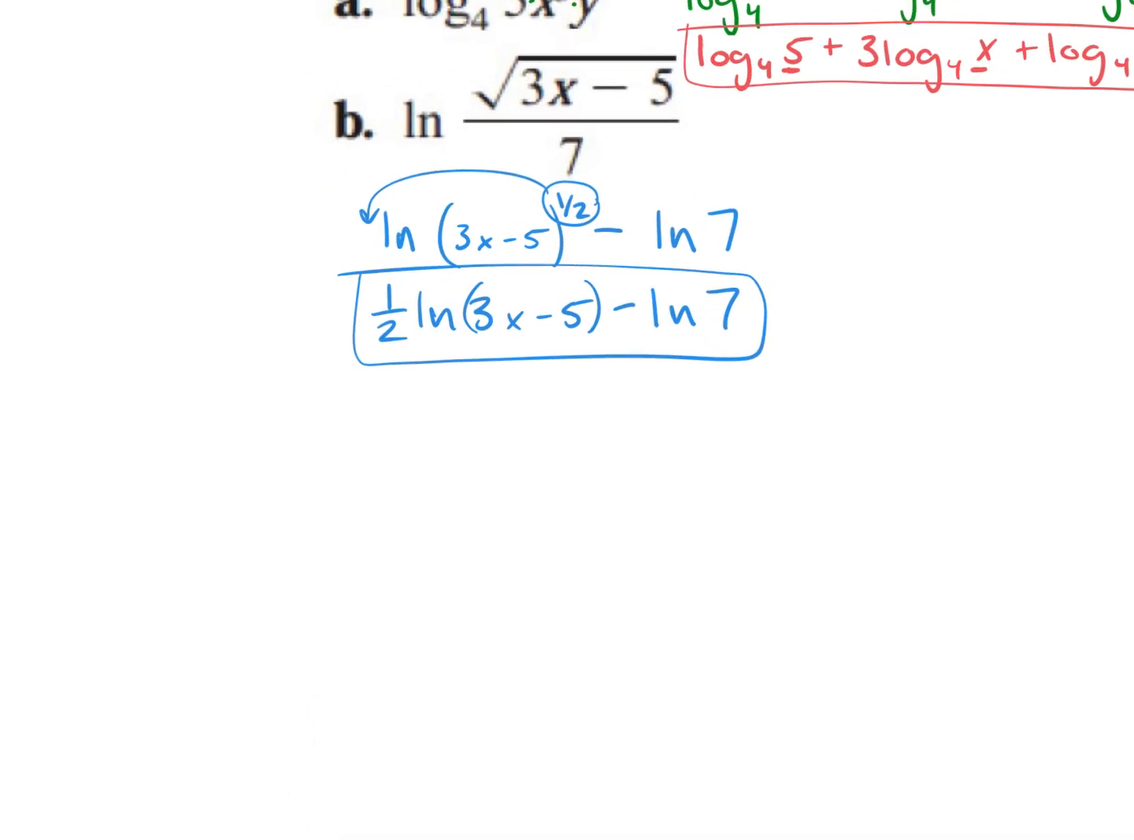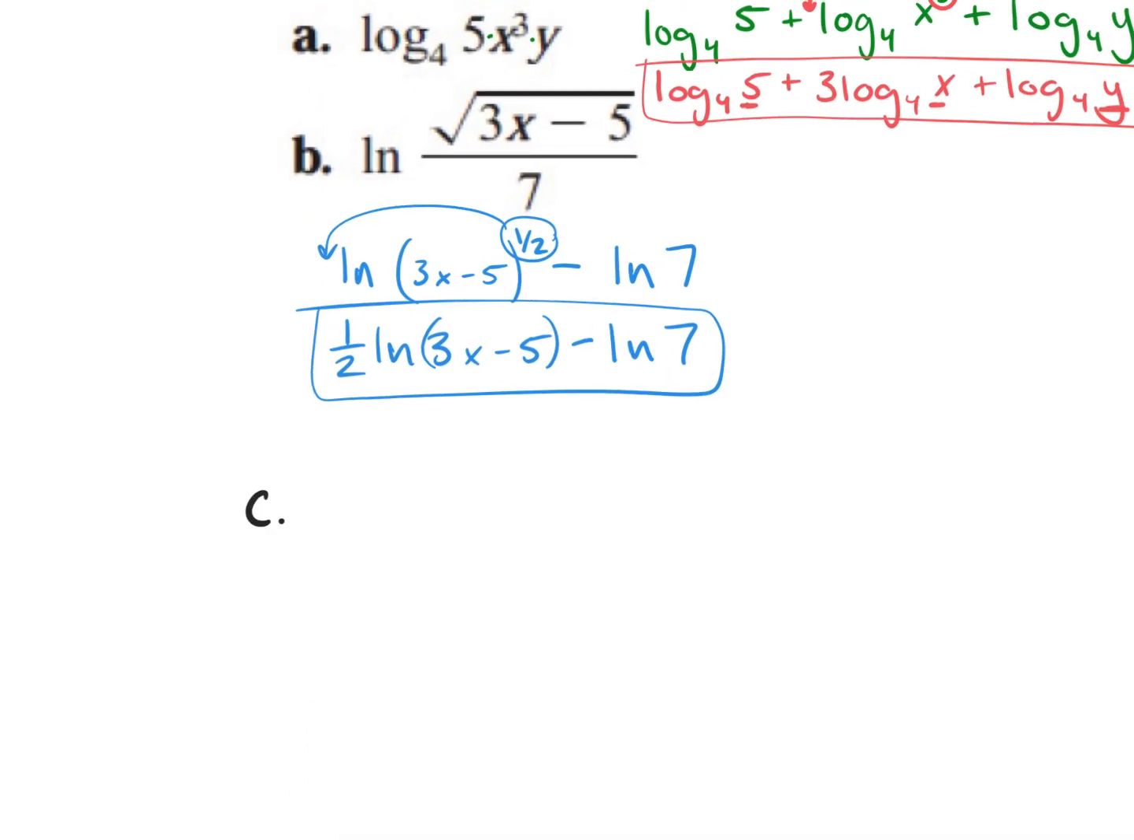We're going to do one more. I'll call it C. So let's say we had log base 2 of x over y times z.